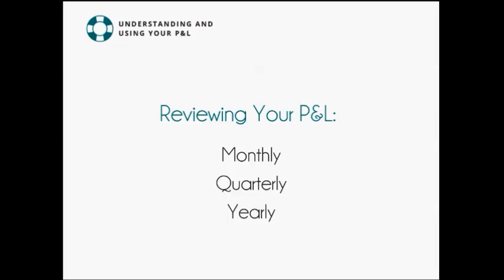So monthly, you're going to review like the month of January or what happened in the month of February. For quarterly, you're going to want to review all of quarter one or all of quarter two. And then at the end of the year, you're going to want to review the entire year, and you're going to want to use that information to create a budget for the next year.